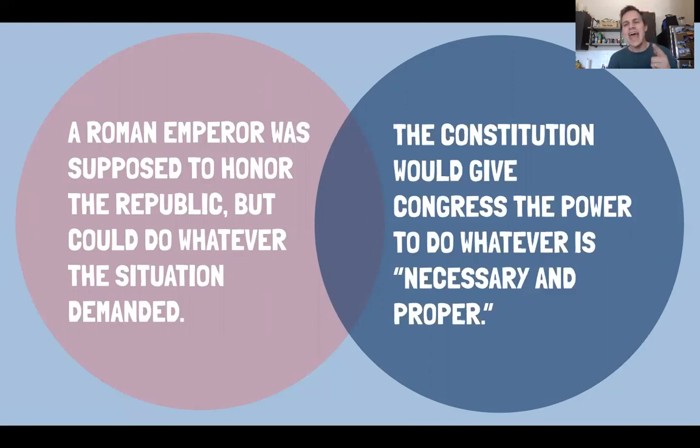And Brutus says, hey, would you look at the language of this new constitution? Sure, it doesn't have an emperor, but it has a Congress. And look at what this Congress has the power to do. Congress can do whatever is necessary and proper. And he points to this necessary and proper clause as a severe weakness, right? That this Constitution is creating a Congress that is on par with the Roman emperor. It is something that can do whatever needs to be done. So who cares how democratic it might appear?